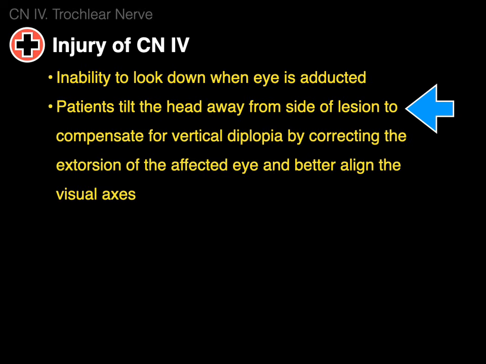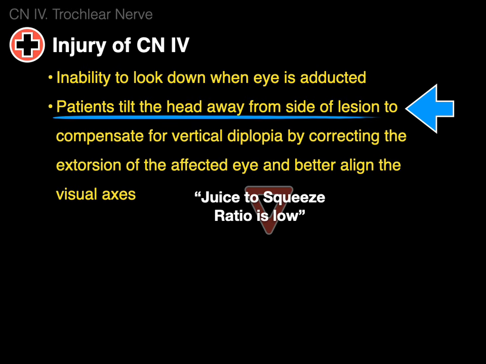But injury to cranial nerve 4 also results in the patient tilting the head away from the side of the lesion to compensate for vertical diplopia, double vision, by correcting the extortion of the affected eye and better aligning the visual axes. Whew, that's a mouthful. I gotta warn you, the juice to squeeze ratio of this next concept is really low. Take home point: injury to cranial nerve 4 results in the patient tilting the head away from the side of the lesion. That's what you need to know. Now I'm going to explain it.